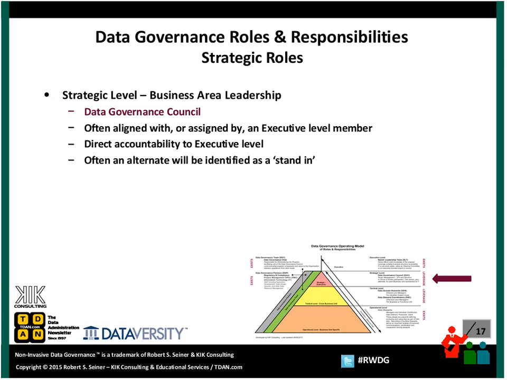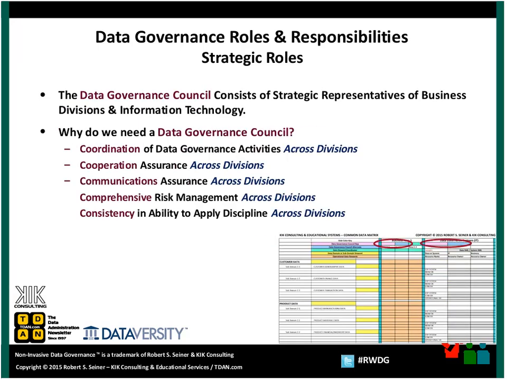Oftentimes, these individuals that participate on the Data Governance Council have an alternate person assigned as well, because we know that people at all levels of the organization are quite busy. They're not sitting around waiting for you to give them responsibilities associated with governance. If somebody who participates on the council cannot attend a meeting, it's important that we have a stand-in who can fill in for that person and carry that same information back to their part of the organization. So the Data Governance Council, that's where it resides on the common data matrix.